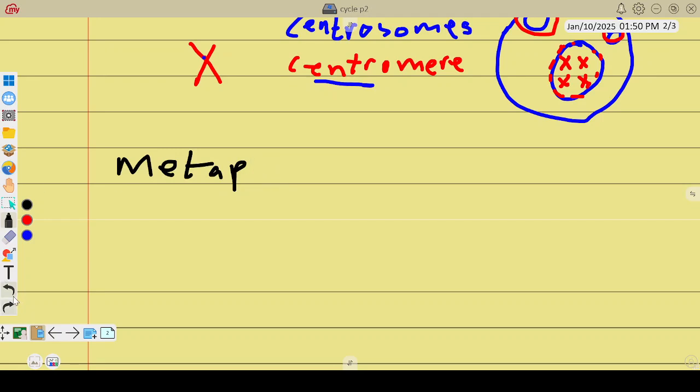Oh, sorry. So before metaphase, we undergo prometaphase. This is the part where I mentioned earlier that between prophase and metaphase, there will be prometaphase. So now let's discuss the events that take place under prometaphase.